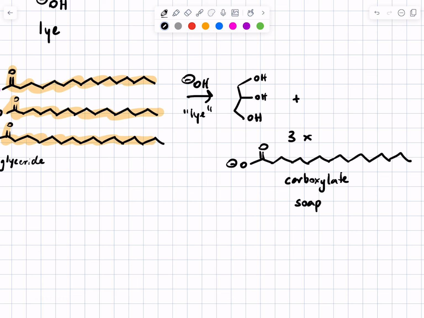And the reason you can use it as a soap is from something that you learned in 351. This is a molecule that has a nonpolar tail that's quite long, and then it has a polar head group. What did you learn in 351 about nonpolar groups and water? You learned oil and water don't mix, right? Remember why that is?